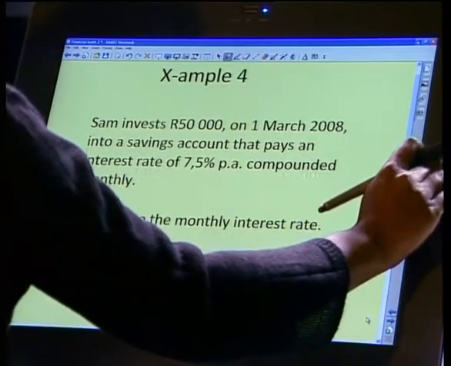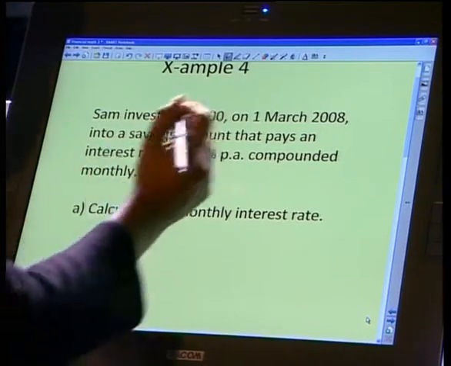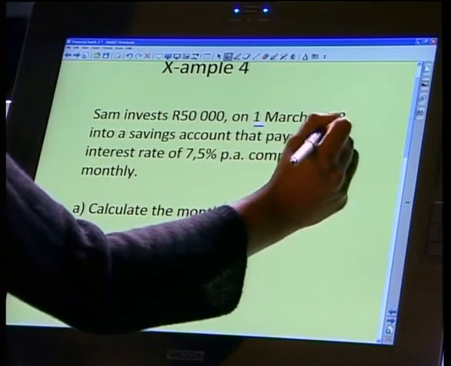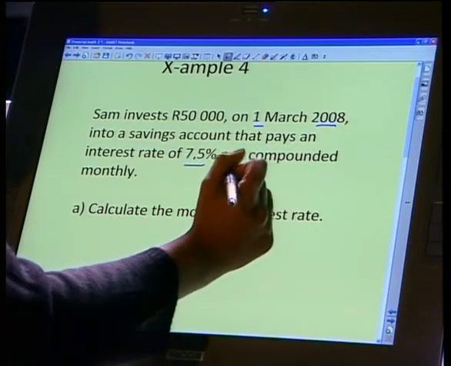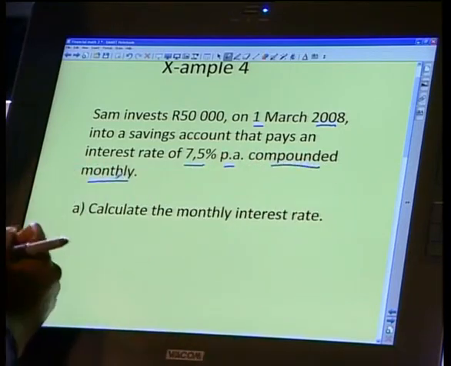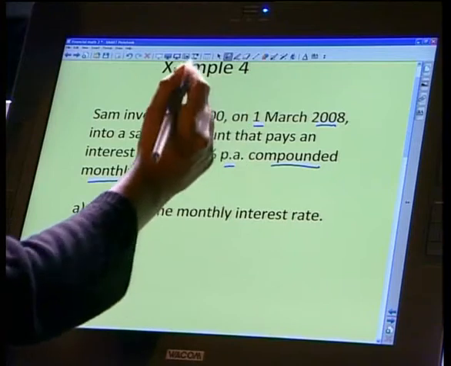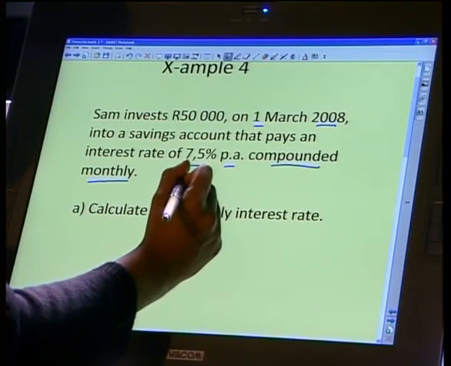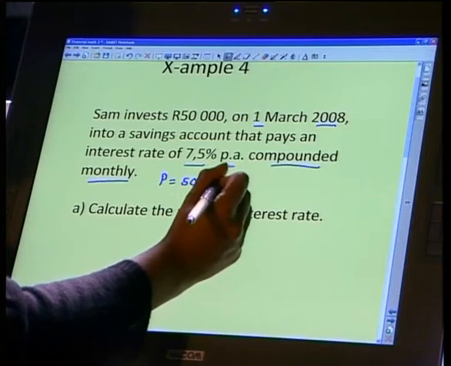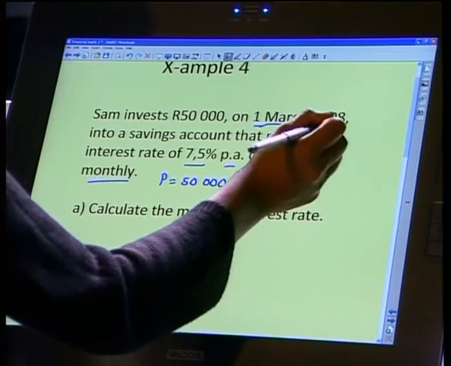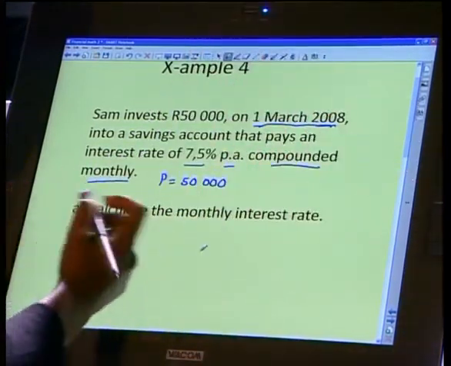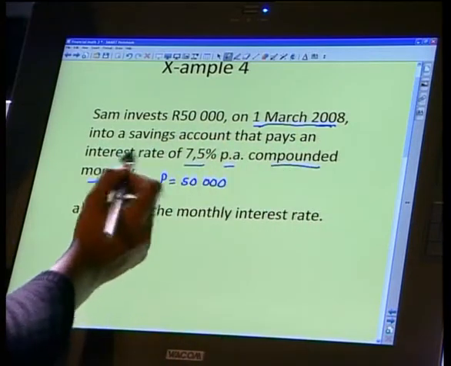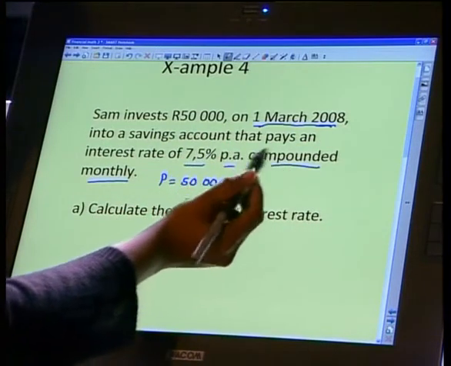This is example 4. Here we are told that Sam invests 50,000 Rand on the 1st of March 2008. That pays an interest rate of 7.5% per annum, compounded monthly. Okay, so he invests 50,000 Rand, so my value for P, the initial amount, would be 50,000. He puts this in on the 1st of March 2008. We can't do anything with that yet, but I'm sure it will come into the question later on. The savings account pays an interest rate of 7.5% per annum, compounded monthly.